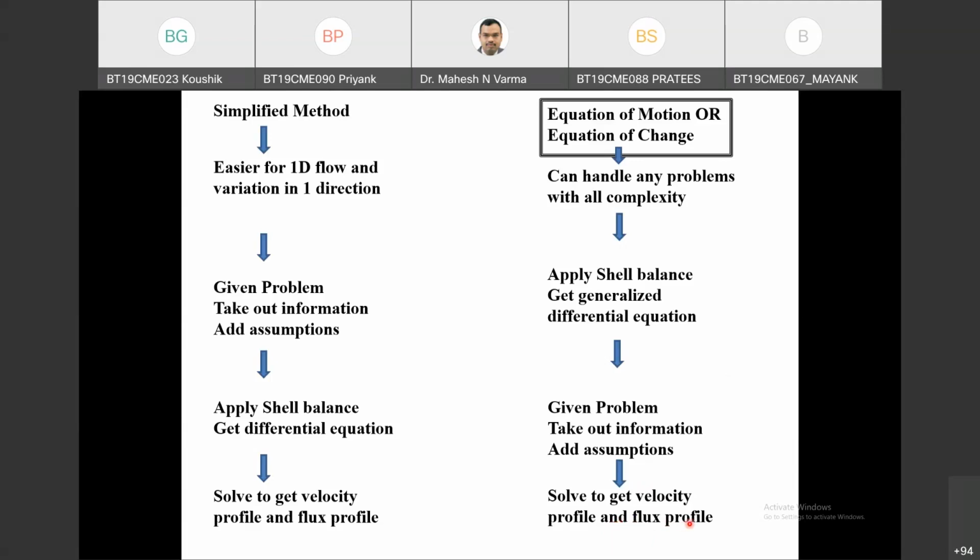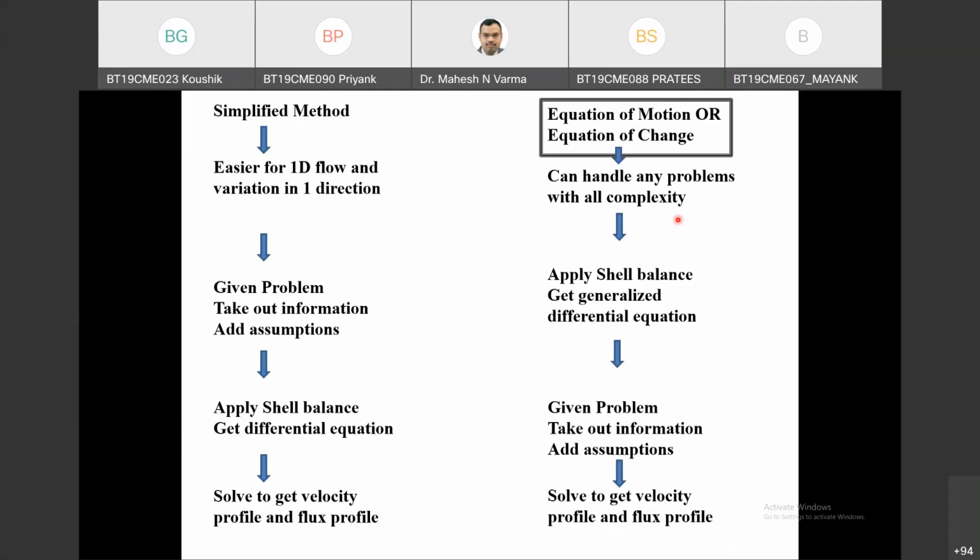If your problem is very complicated and analytical solutions are not available, sometimes people will solve the equation of change using numerical methods, which itself is one area of study, called computational fluid dynamics. That is nothing but solving the equation of change using numerical methods. So we are going to see the equation of change in this class.